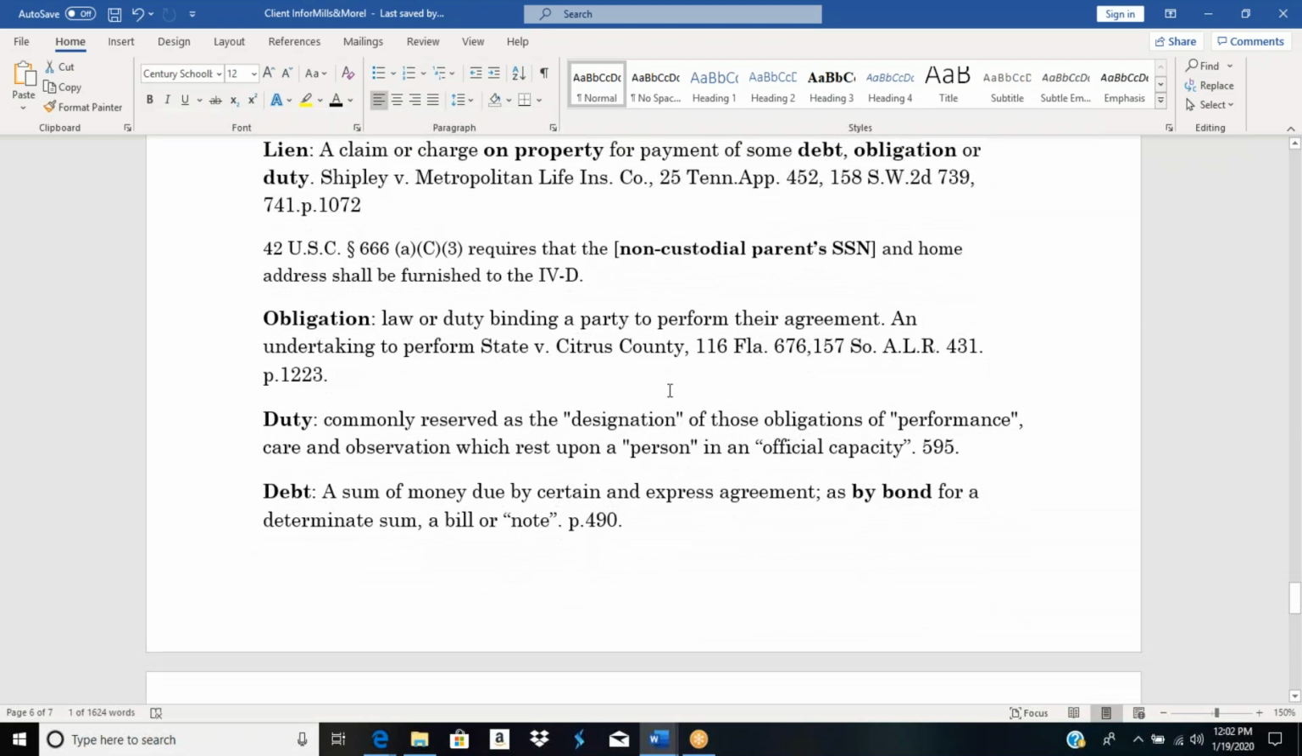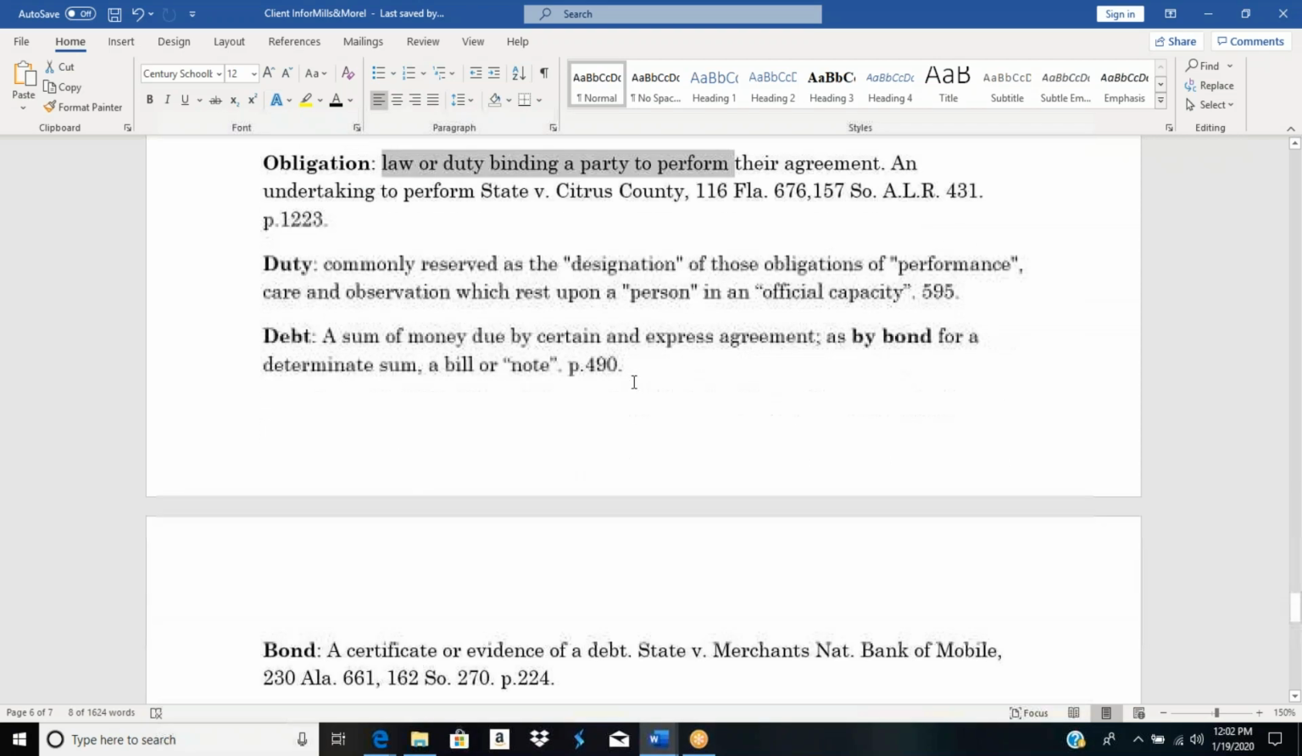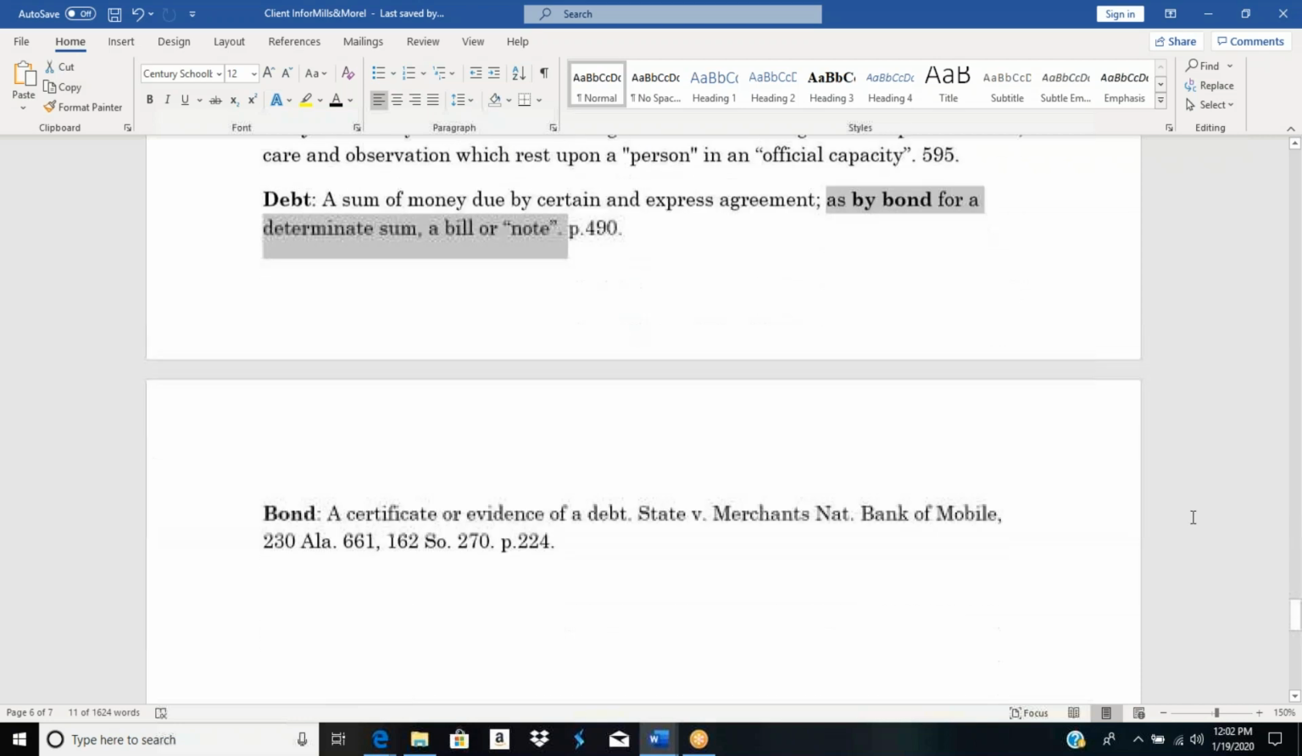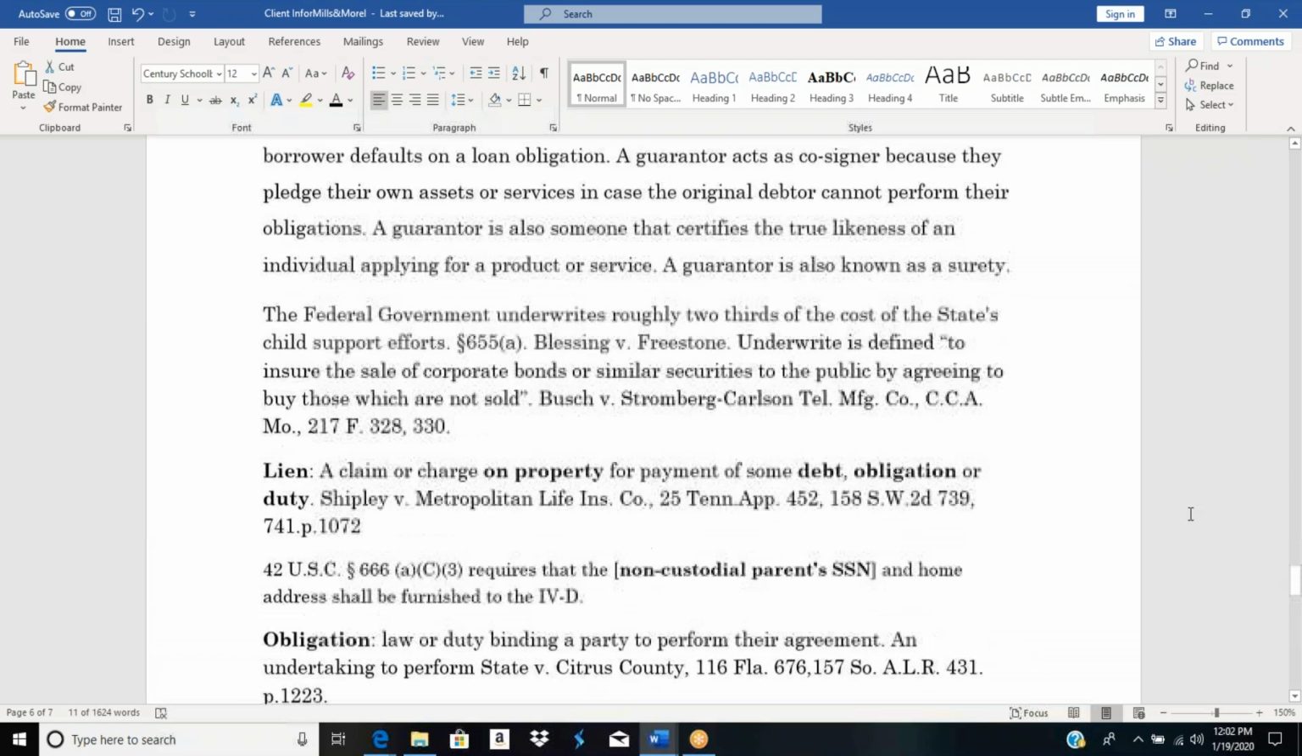All right, so I got some obligation. Look, again, law or duty binding a party to perform. There has to be a contract, an undertaking to perform. Let's look at this. The debt: a sum of money due by certain express agreement, as by bond, for a determinate sum, a bill, or note. This child support is a bond, gentlemen.